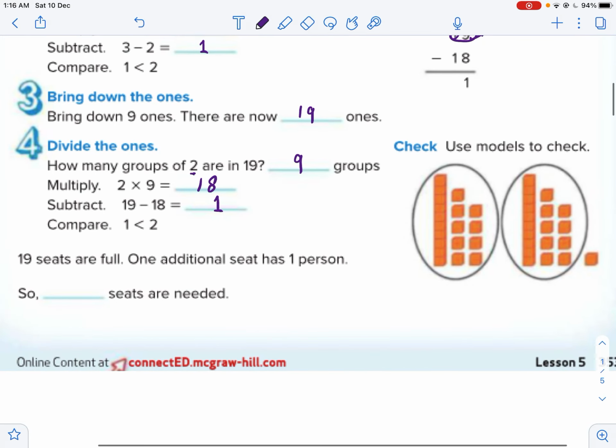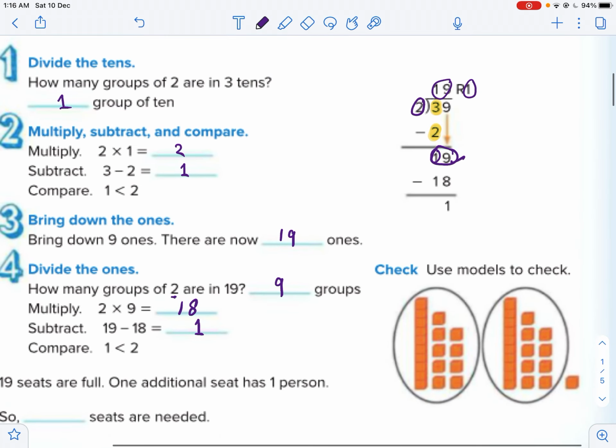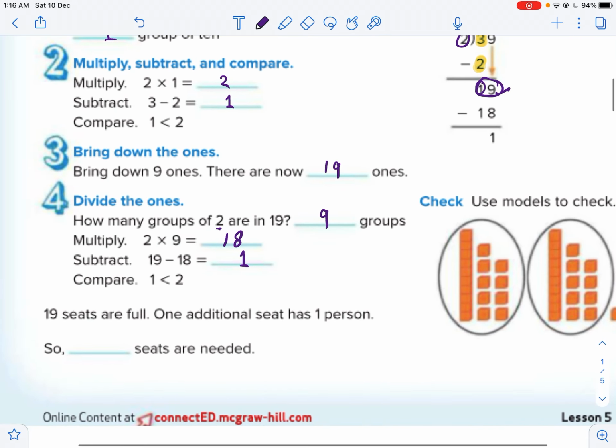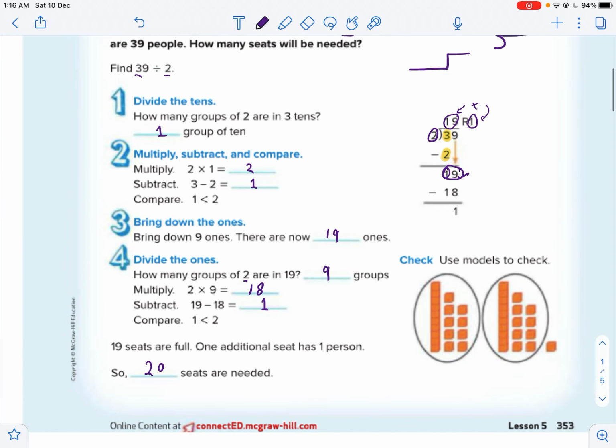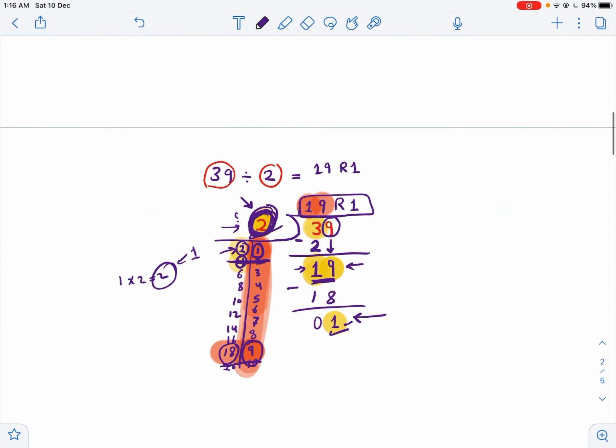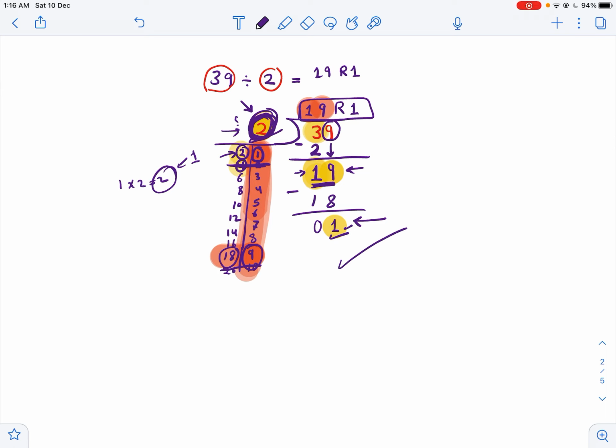So how many seats will be needed? These are the 19 plus this one, which is what? 19 plus 1 equals 20. So here's how we do it. Now if you learned how to do this method, then you are ready. You can solve any problem.